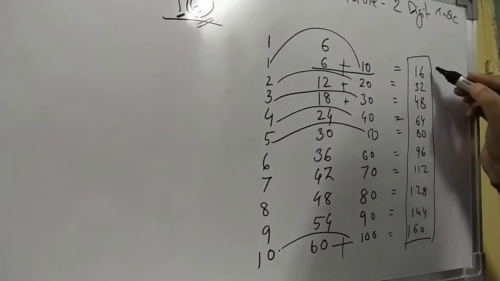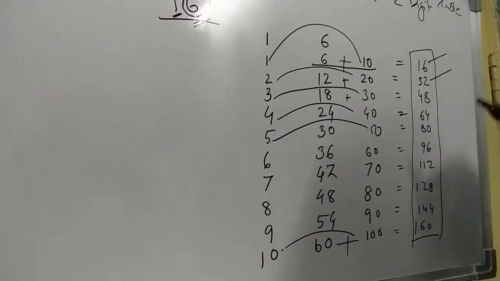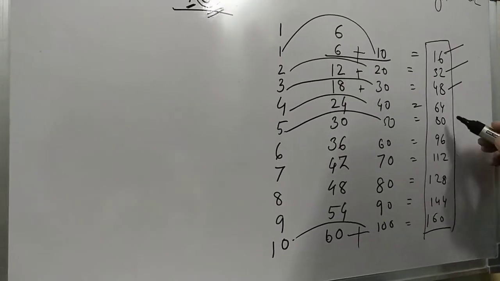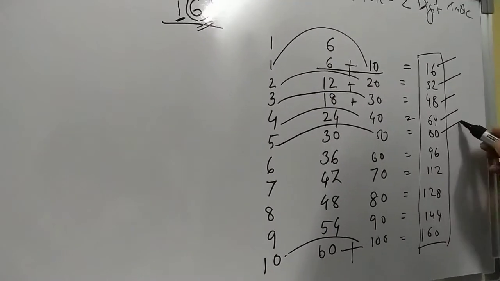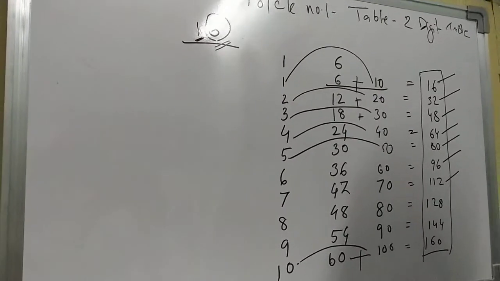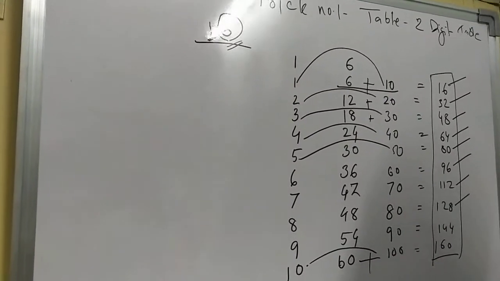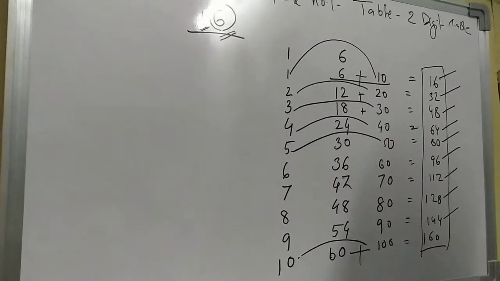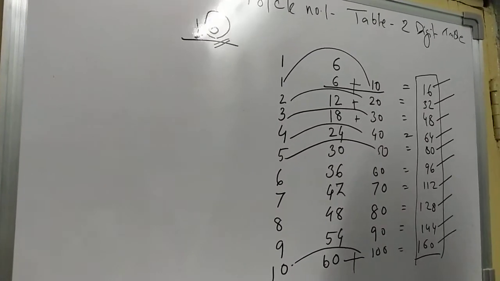So now if you check, 16 ones are 16, 16 twos are 32, 16 threes are 48, 16 fours are 64, 16 fives are 80, 16 sixes is 96, 16 sevens is 112, 16 eights is 128, 16 nines is 144 and 16 tens is 160.